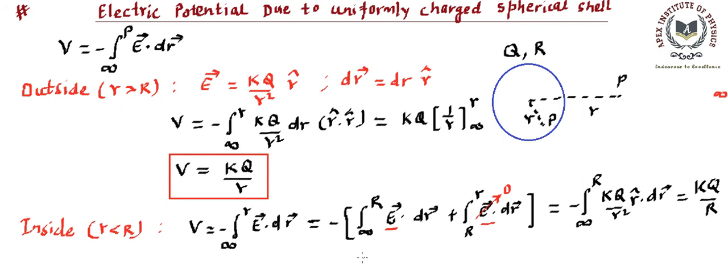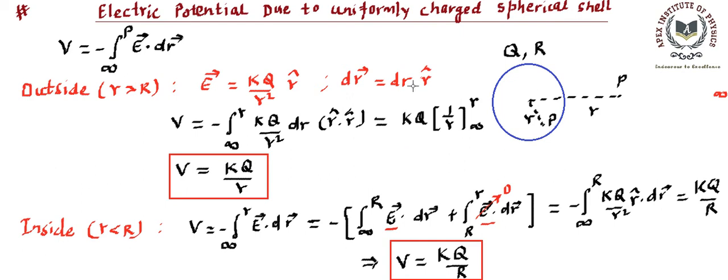Hence we found the formula for the outside point is V equal to kq upon small r, and for the inside point V is equal to kq upon capital R. So this becomes the formula for the inside point. So let's put it in a bracket. So this is the potential for the inside point.